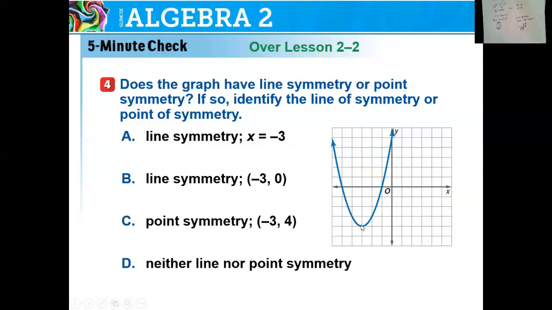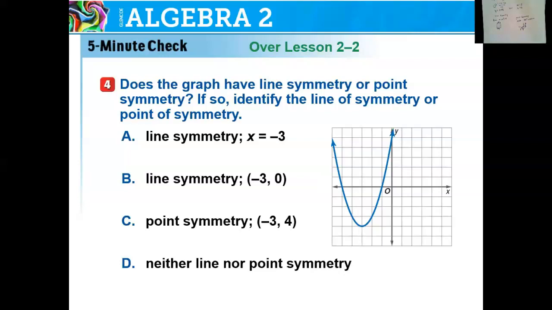This is the dividing point. It gives us a left half and it gives us a right half. We take this right half and fold it over, it's going to map exactly onto the left half. So our answer choice that fits best is answer choice A.